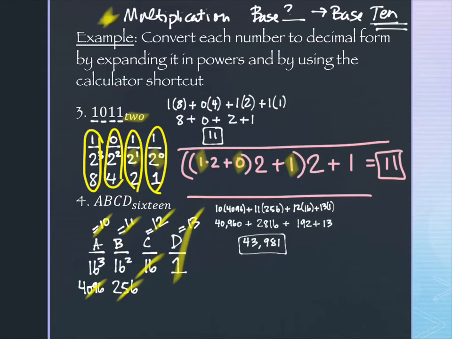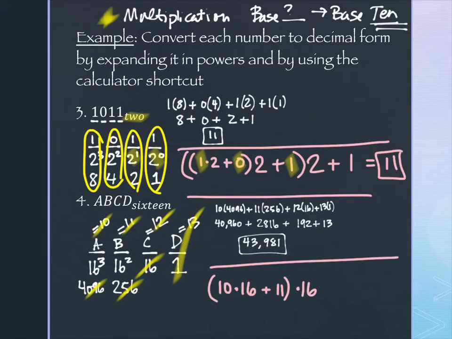We start with the first digit, which is a 10, right? The A is a 10. And the place value is base 16. So my base that I'm working with is 16. So it's 10 times 16. And then I add the next value. Well, the value B is the value 11. And then I multiply all of this by the base I'm in, 16.